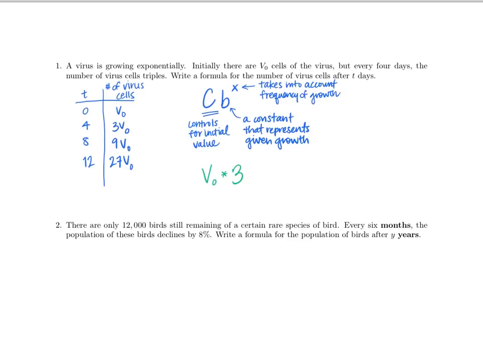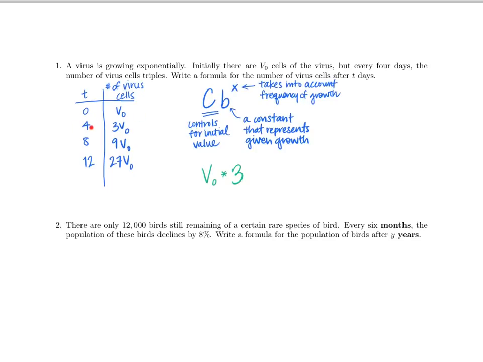And then our exponent needs to take into account frequency of growth. And that's when we zoom in on the fact that that tripling happens every 4 days. So what that means is that our exponent is going to involve the variable t, and when t equals 0, we need to multiply v0 by 3 to the 0th power. Remember that 3 to the 0th power is 1. v0's just being multiplied by 1 here.